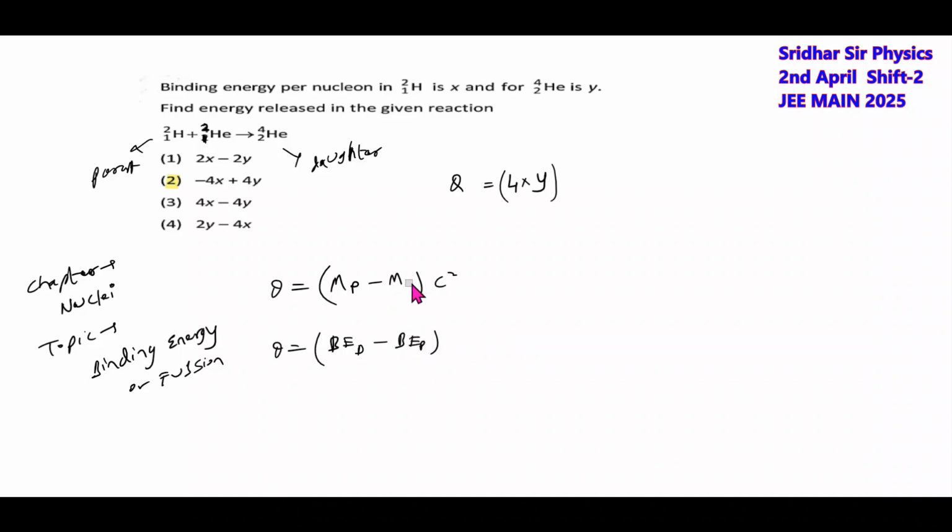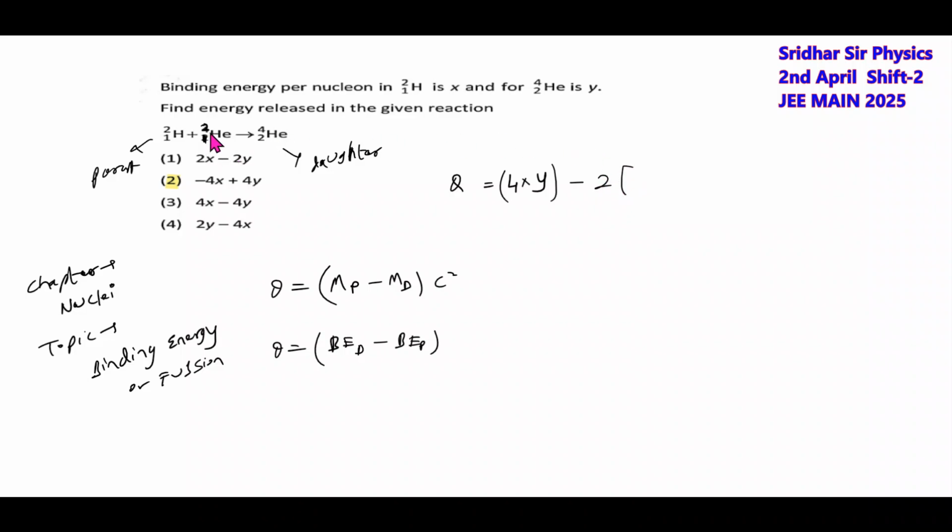If they give information of mass, use this formula. If they give information of binding energy or binding energy per nucleon, use this formula. So what is the binding energy per nucleon? Y. How many nucleons are there? 4 minus. Then here two atoms, 2 nucleons are there.